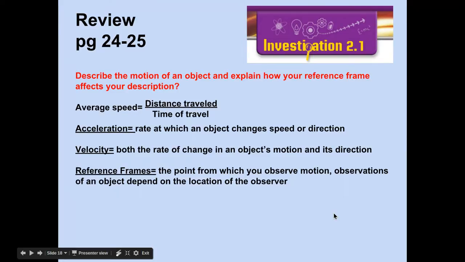Before we get started on the investigation today, we want to look back at investigation 2.1, a little review on how you can describe motion of an object and explain how your reference frame affects that description. So we have some things to write down in our notebook. For example, average speed equals distance traveled divided by time. Acceleration is the rate at which an object changes speed or direction. Velocity is both the rate of change of an object's motion and its direction, and reference frame is the point from which you observe motion. Observations of that object depend on the location of the observer. So a few different vocab words to write down on pages 24 or 25, wherever you have space.